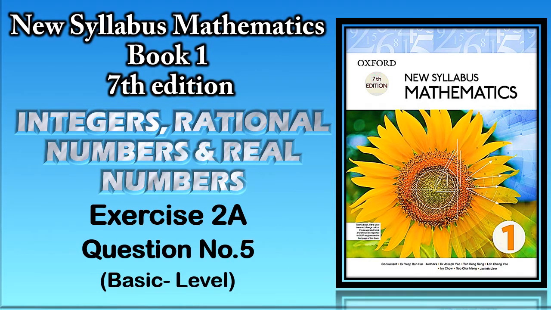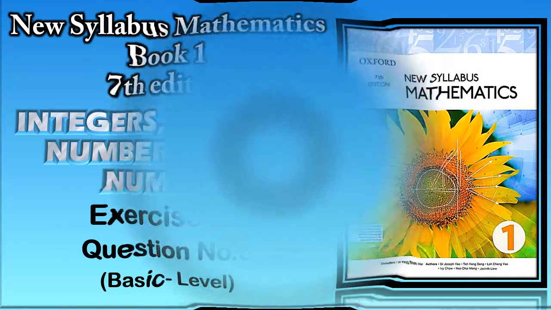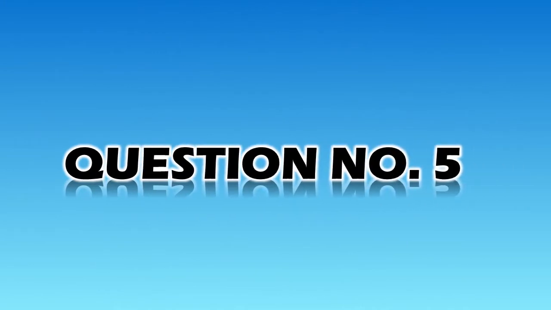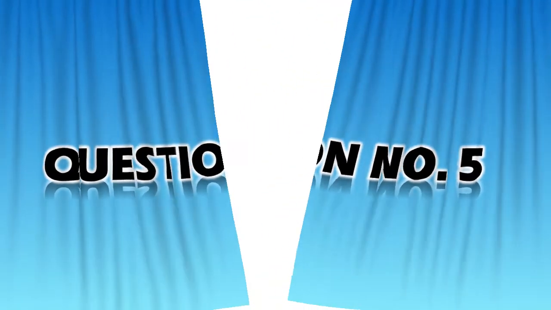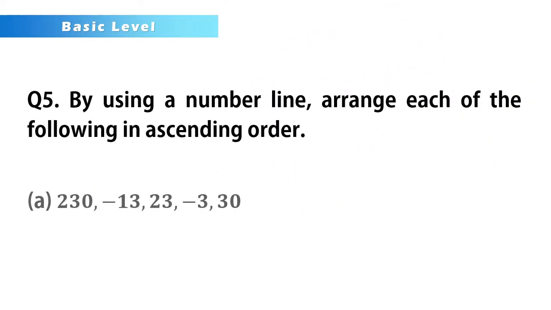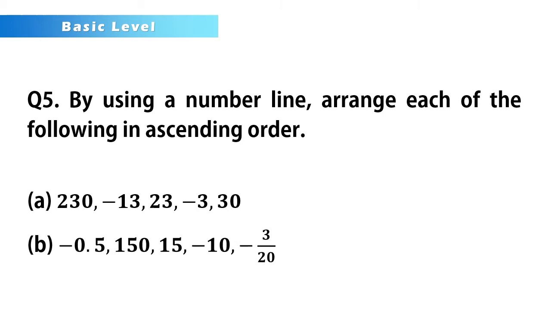New Syllabus Mathematics Book 1, 7th edition, Chapter 2, Integers, Rational Numbers and Real Numbers, Exercise 2A, Question number 5, Basic Level. Question number 5. By using a number line, arrange each of the following in ascending order.